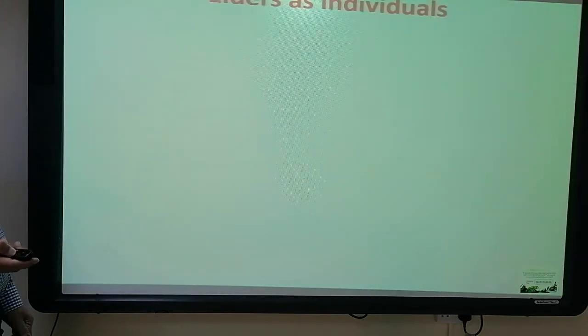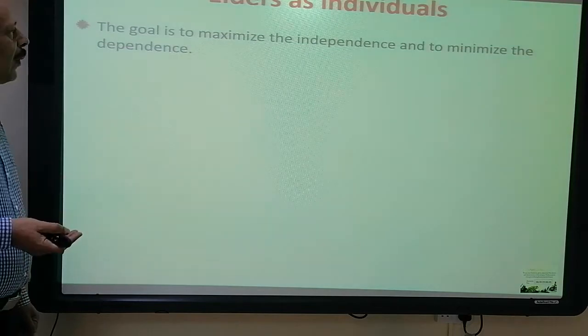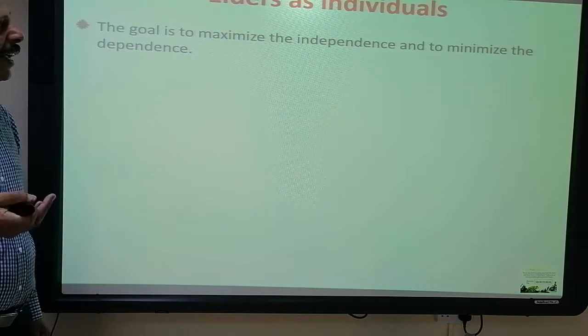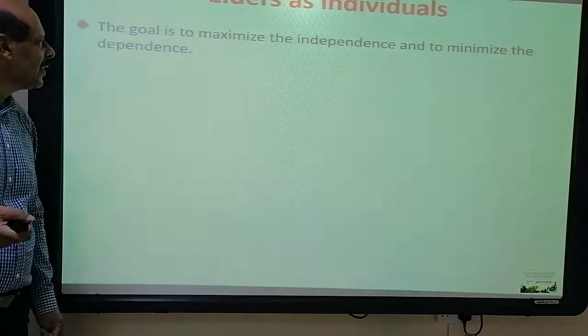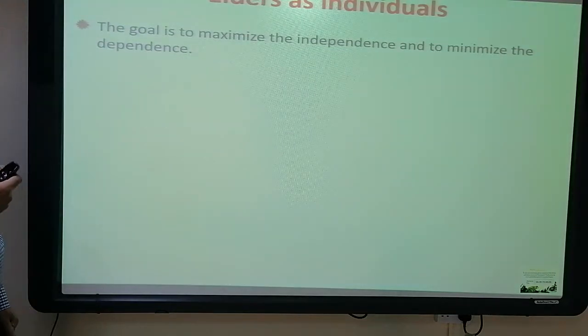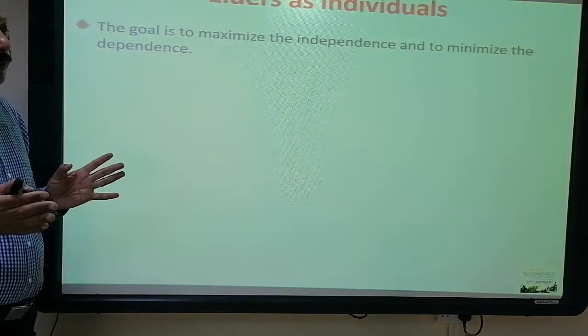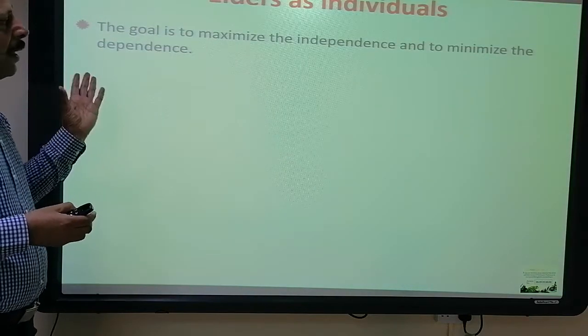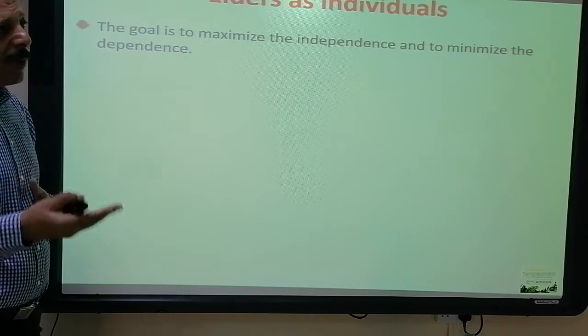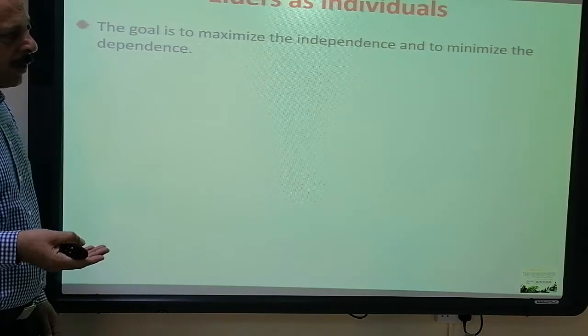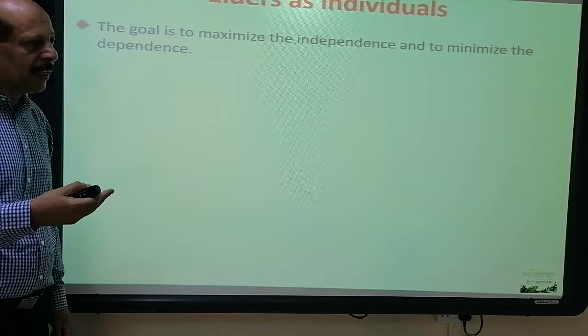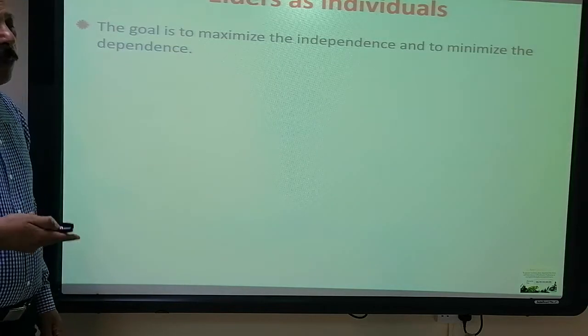For the older person as an individual, the goal is to maximize independence and to maintain their self-reliance. So we have to maintain their independence, and we have to maximize their ability to care for themselves, because by that we are keeping them more active.